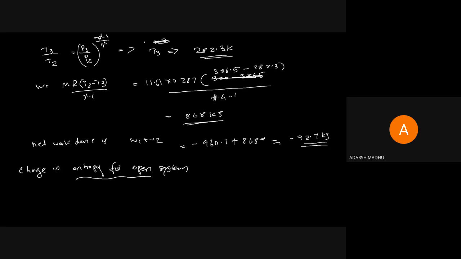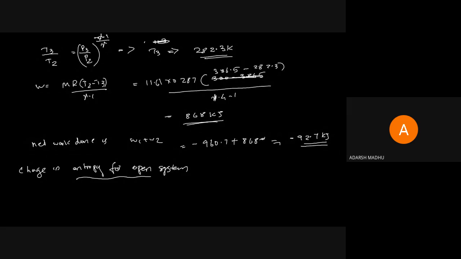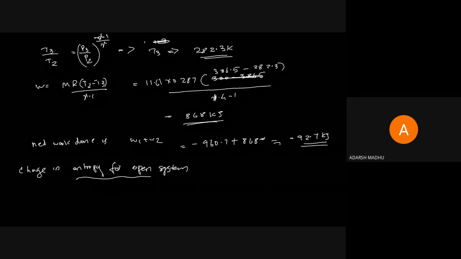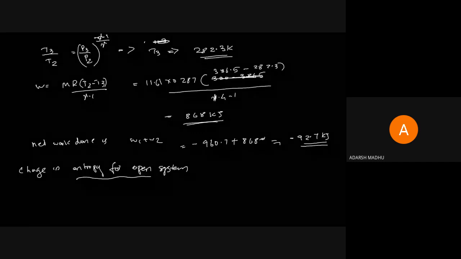So, what is the difference between a closed system and an open system? There are three types of system, right? Open system, closed system, and isolated system. For an open system, there is a transfer of mass and energy, heat and mass, from system to surroundings. For a closed system, mass is not transferring, only energy is transferring. For an isolated system, nothing is transferring, neither heat nor mass. That is the difference between open, closed, and isolated system.